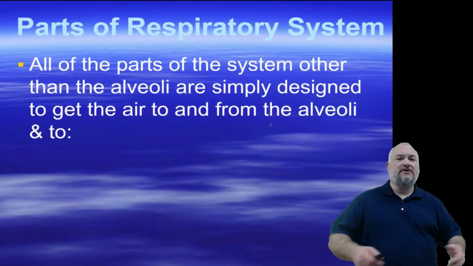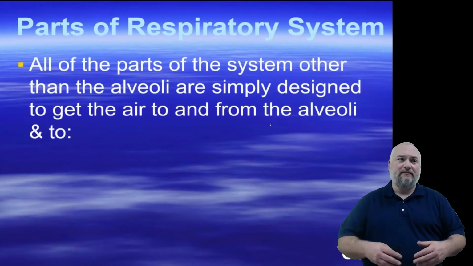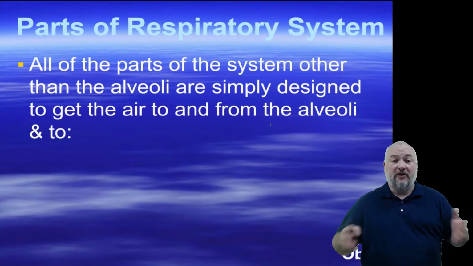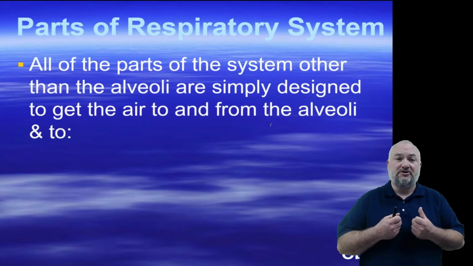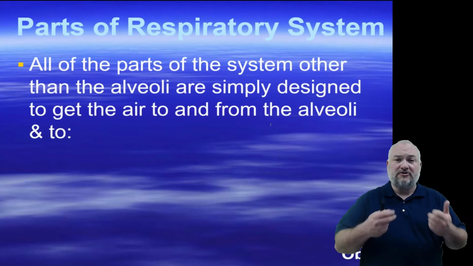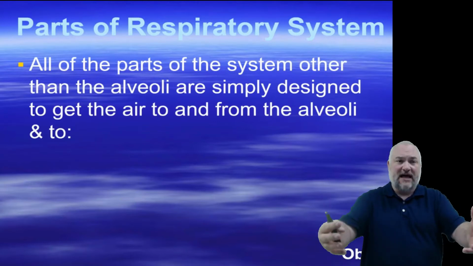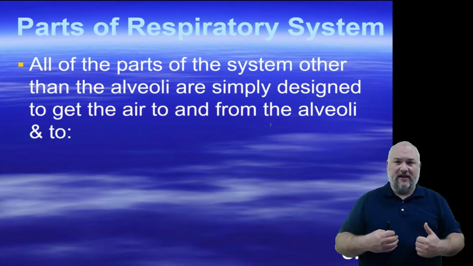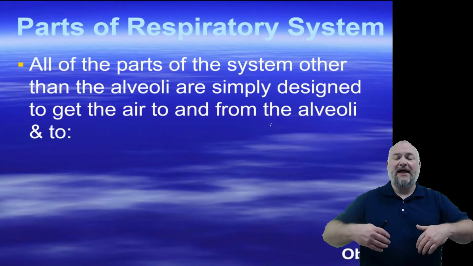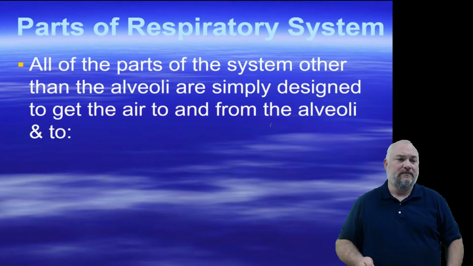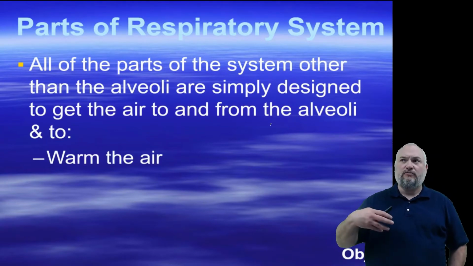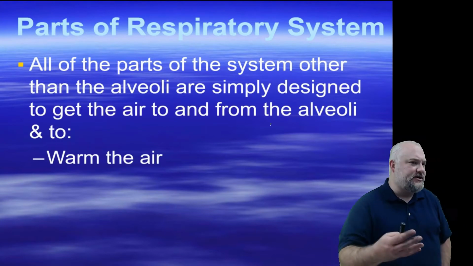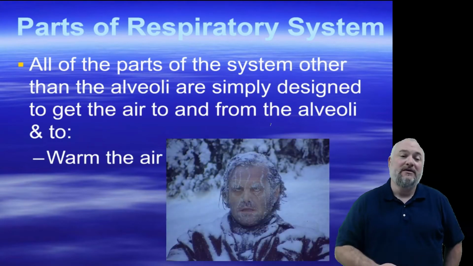So, what are some of the parts of the respiratory system, guys? Well, all the parts of the respiratory system, other than the alveoli, the little air sacs in the lungs that actually is where gas exchange happens, all the other structures are simply designed to get the air from outside into the alveoli or from the alveoli out, okay? And in addition to that, they need to condition the air, get it so it's going to be non-damaging to the alveoli, so they need to warm it up. You don't want it too cold.